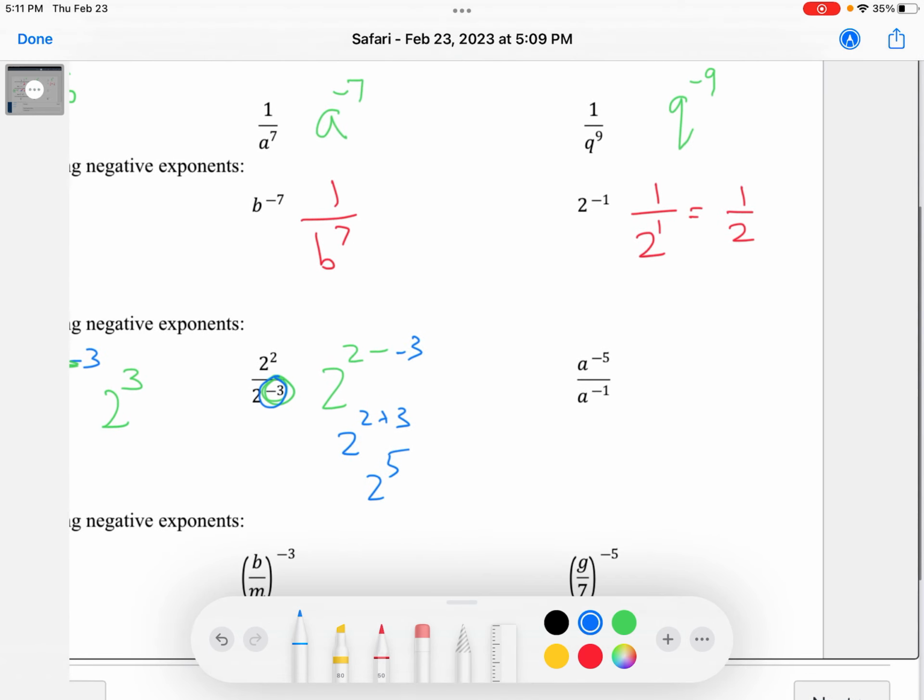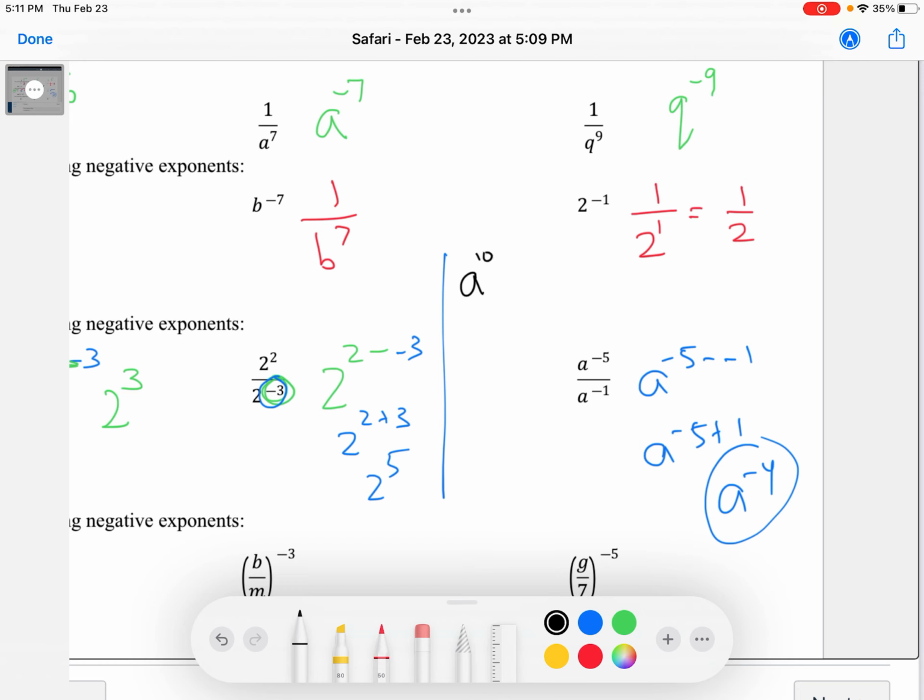Okay, this next one, go ahead and give this one a try. Okay, a to the negative 5 minus negative 1, a to the negative 5 plus 1, a to the negative 4. Okay, so all we're doing here is we're following that same rule where we're subtracting exponents. Let's just do a simple example just in case you're feeling confused.